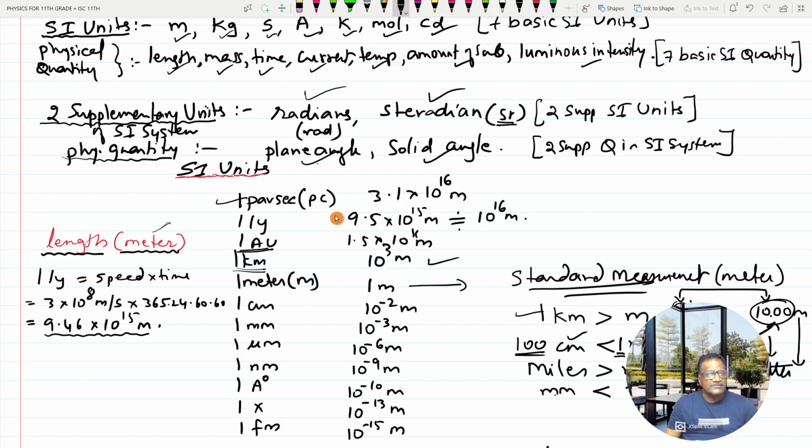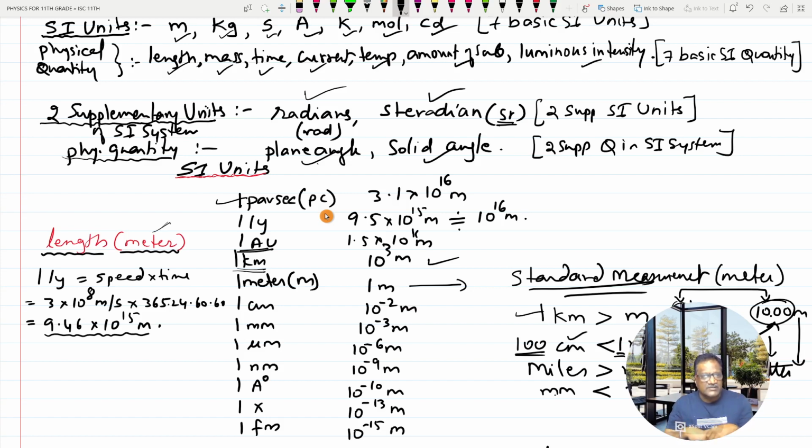Parsec is a unit which is used for measuring huge distances, say the distance of a nearby star from the Earth, or a planet from the Earth, or the Moon from the Earth, or Jupiter from the Earth. So these huge distances are measured in terms of parsec. So parsec is the biggest unit of length.